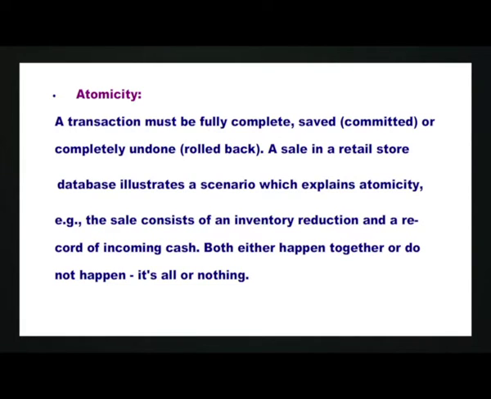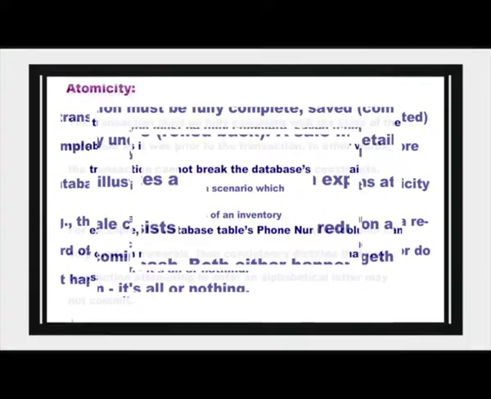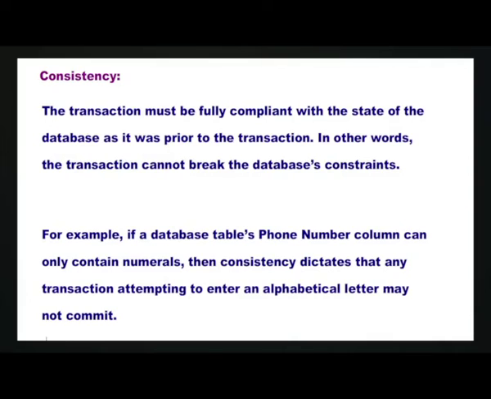A sale in a retail store database illustrates a scenario which explains atomicity. For example, the sale consists of an inventory reduction and a record of incoming cash. Both either happen together or do not happen. It's all or nothing. The next concept is called consistency, which is represented by C in ACID.